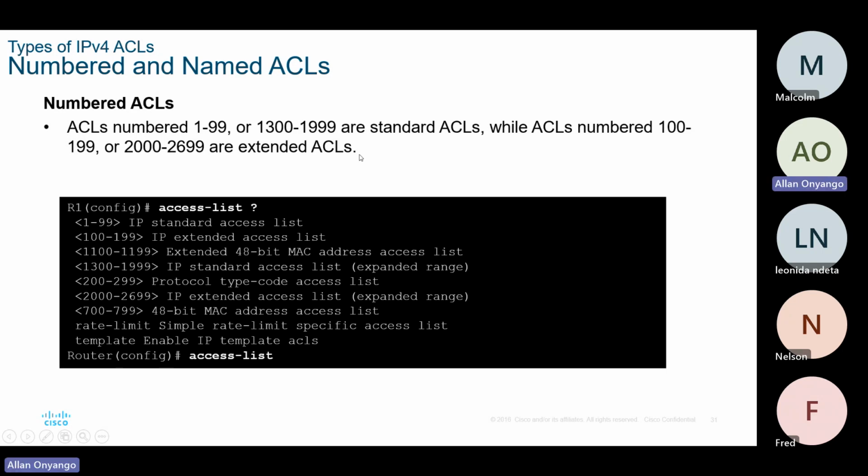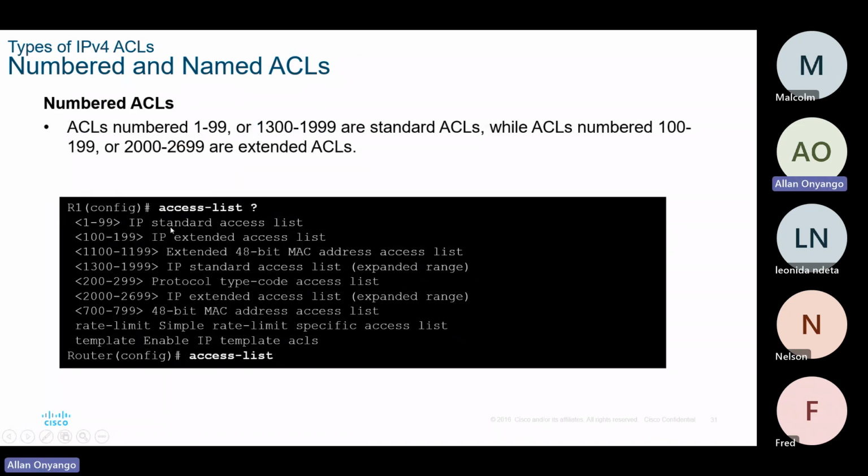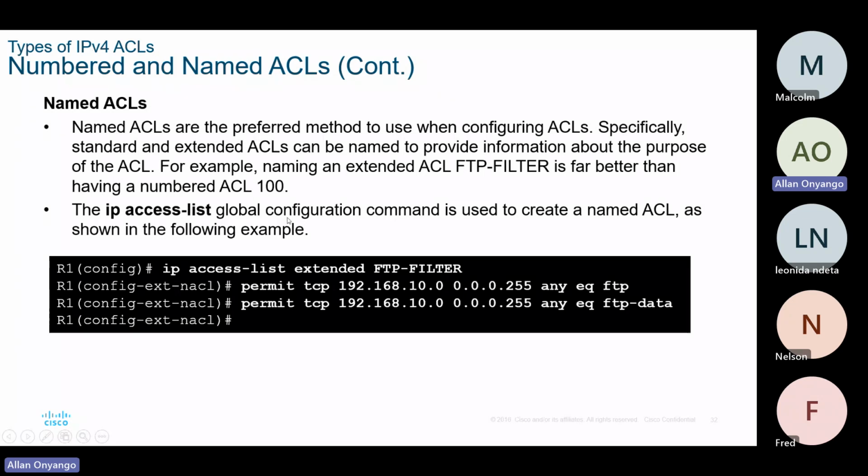So one way of identifying these ACLs, if they're using numbers: if you see any number between 100 and 199, you know that is extended, and the router identifies that as well. And if you see any number between 1 and 99, you know that is a standard ACL. To create these, you must start with the word access-list. When you say access-list, put a space and then press shift and question mark. You will be able to see the numbering that we are talking about here. But for named ACLs, whether standard or extended, we use names.